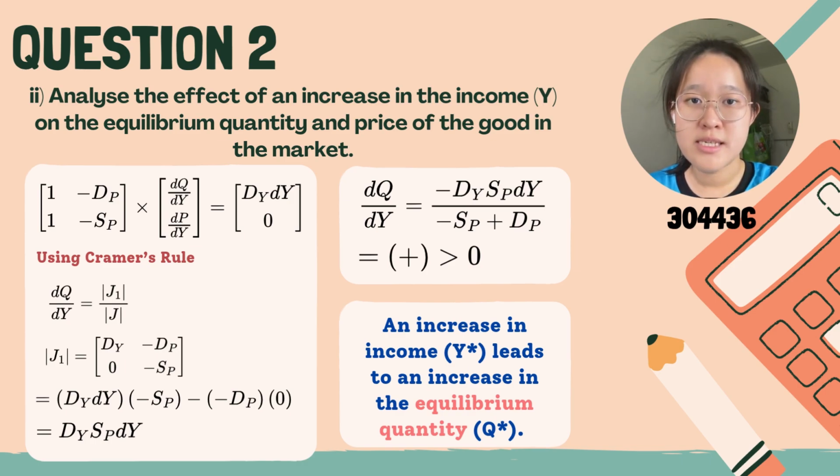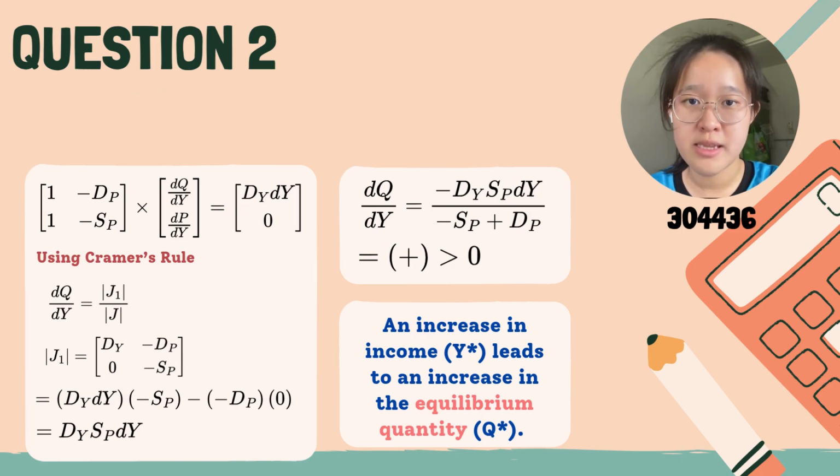Second step, we use Cramer's rule to get the positive and negative relationship, where dQ over dY equals J1 over J. Now we have to get the value for J1 first, and the value for J1 is dY SP dY. Then we take the equation to find dQ over dY and we will get a positive value, which is more than 0. Therefore, an increase in income leads to an increase in the equilibrium quantity, as we get a positive relationship between income and equilibrium quantity.